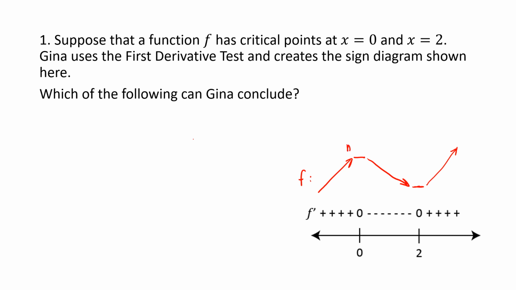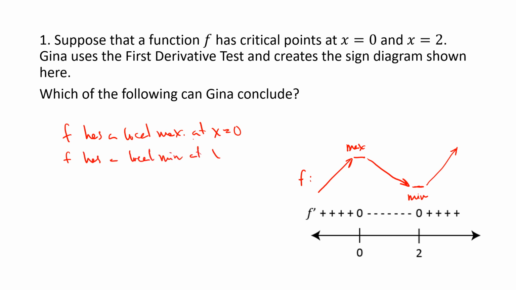So what we see is that f has a local maximum at x equals 0, and a local minimum at x equals 2. So that's what we would be able to conclude. So f has a local max at x equals 0, and f has a local min at x equals 2.